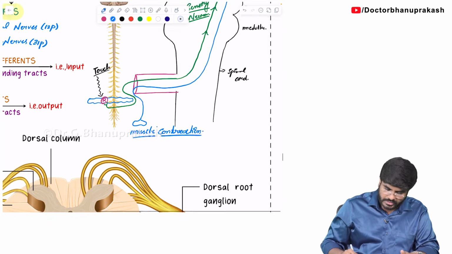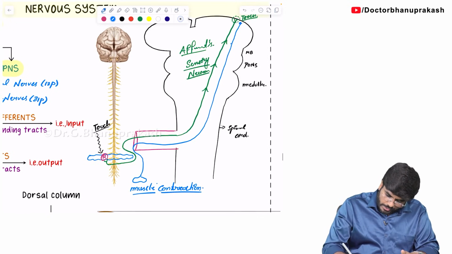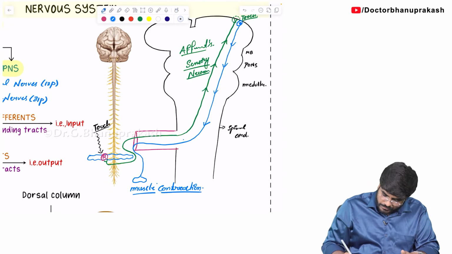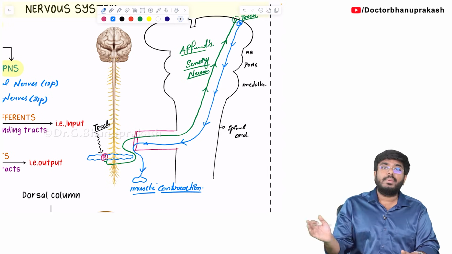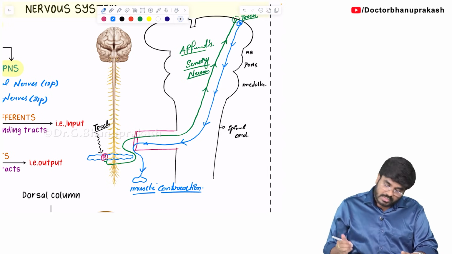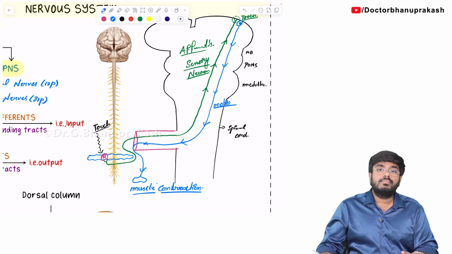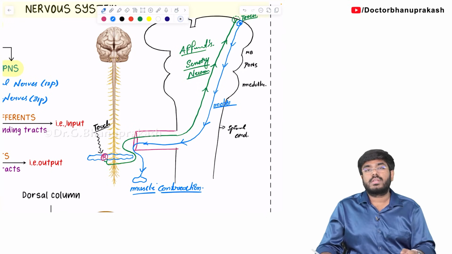So now tell me, what do you think this blue color neuron is doing? See, these blue color neurons, do you think they are sensory or motor? They are motor, they are helping in the movement, they are helping in the response. So these blue color neurons are motor neurons. Okay, motor neurons. From where are the motor neurons arising? From the cortex. From the cortex, the motor neurons are arising.